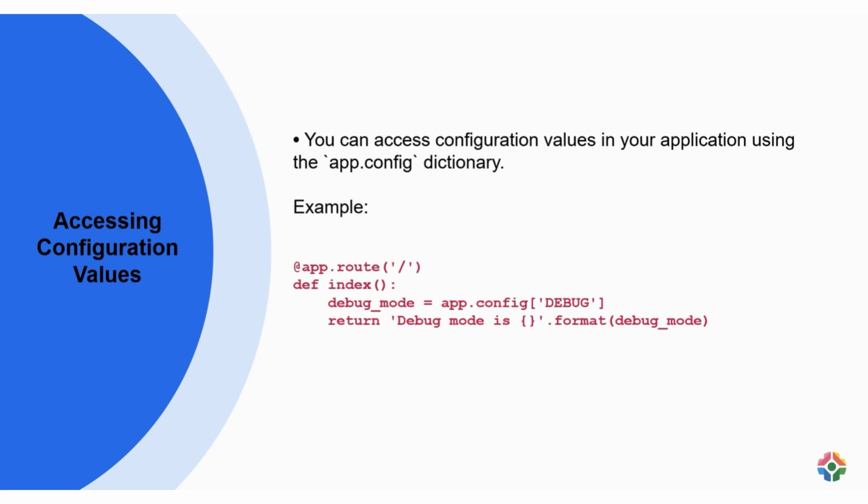This allows you to retrieve and use configuration values dynamically in different parts of your code, enhancing the flexibility and modularity of your application. By leveraging the app.config dictionary, you can easily manage and access configuration values such as database connection settings, API keys, or feature toggles, ensuring seamless functionality and adaptability in your application.